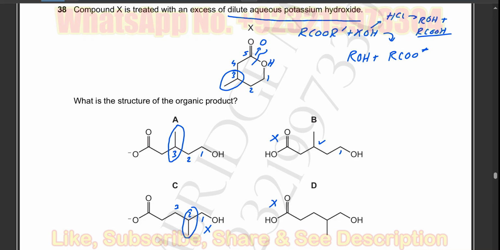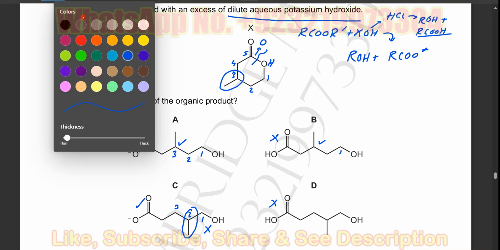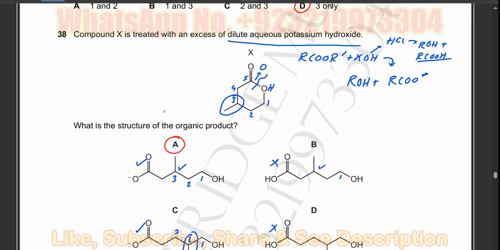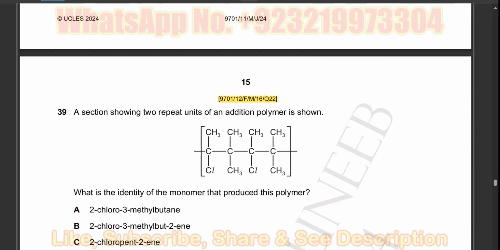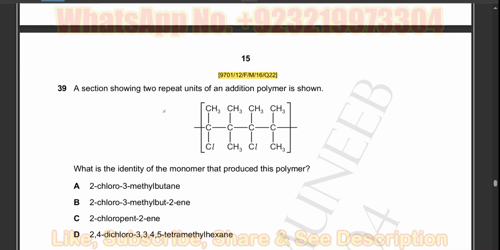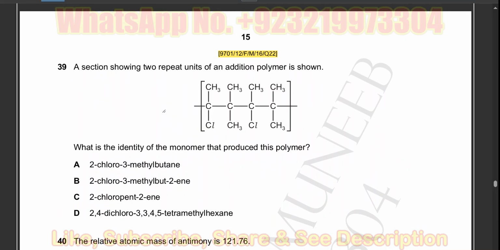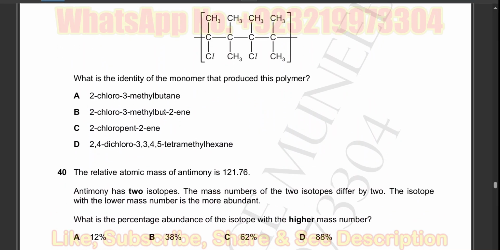So because of these two reasons, this is correct, the ion is correct, and this methyl group is correct. So for this reason, option A is the right one. Now the next question, 39, is already solved, so let's skip this question. You can get the answer from the description.